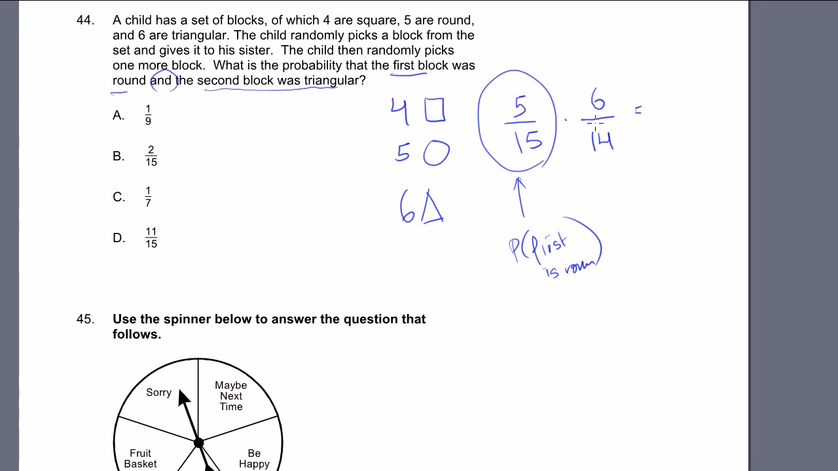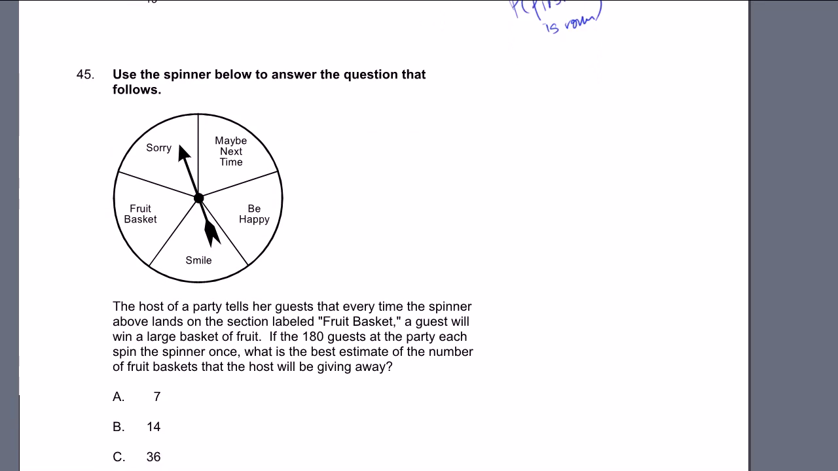So our answer is going to be 5 over 15, which is the same thing as 1/3, times 6 over 14, which is the same thing as 3 over 7, which is the same thing as 1 over 7, and that is choice C. Problem 45.